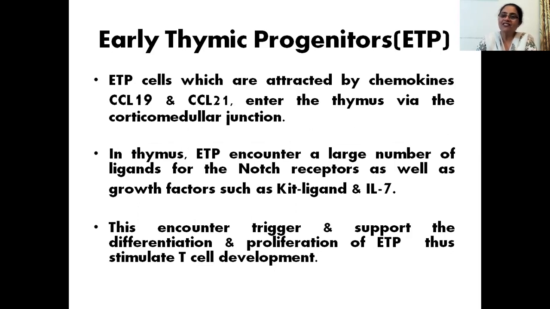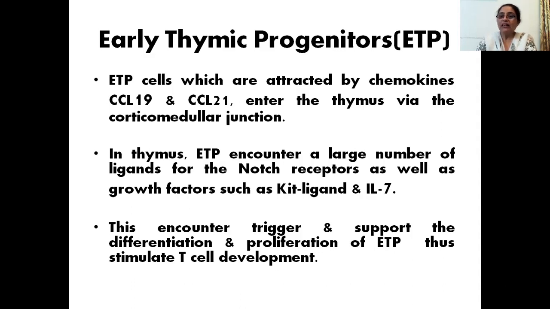It's an interesting story. These early thymic progenitors will be attracted by chemokines, that is CCL19 and CCL21. When they are attracted by these, they enter the thymus via the corticomedullary junction. So through the corticomedullary junction of the thymus, these ETPs enter.